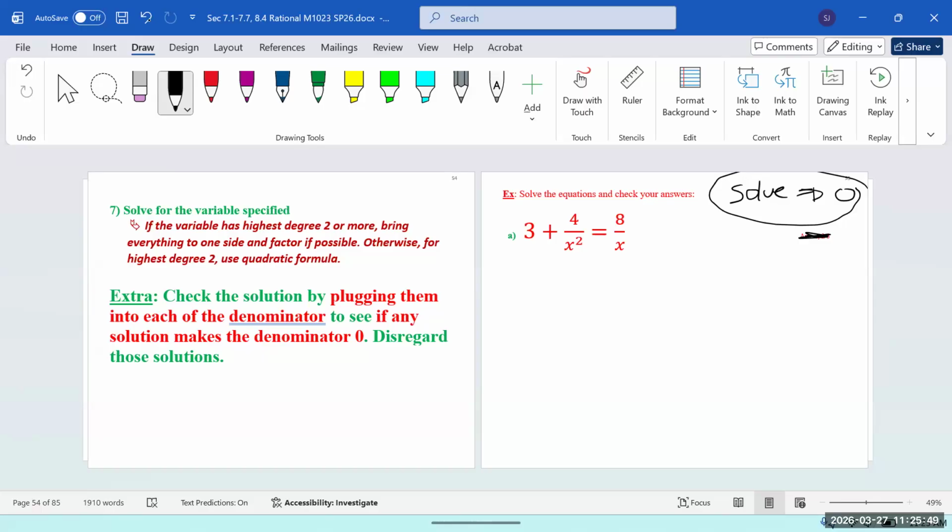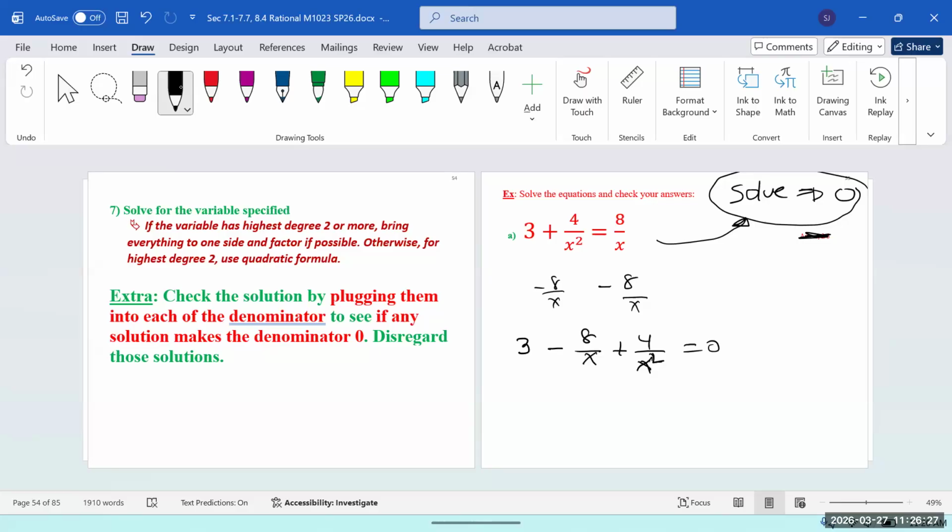Move it. Transfer 8 minus x from both sides, because we want to see 0 on one side. We have 3 minus 8 over x plus 4 over x squared equals 0. Why did I write it this way? I wrote it in increasing order: 0x, 1x, 2x. But if you want, you can do x squared, x, and the number.